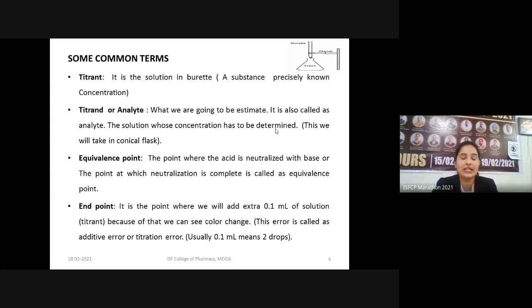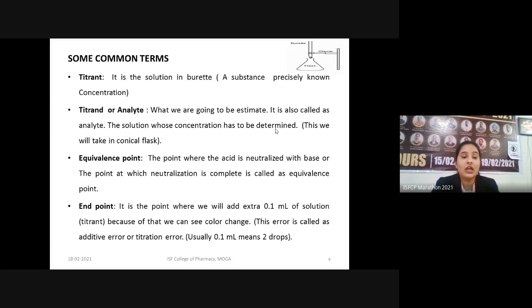Firstly, titrant is the solution which we take in the burette whose concentration is known to us. So titrant, the solution which we take in the burette, is known as the standard solution. Its concentration is already precisely known to us. The next is the titrand. Titrand or analyte is the solution in the flask whose concentration is to be determined. And the equivalence point is the specific point during titration at which all the proton ions are neutralized by the hydroxyl ions, and this particular point is known as the equivalence point.